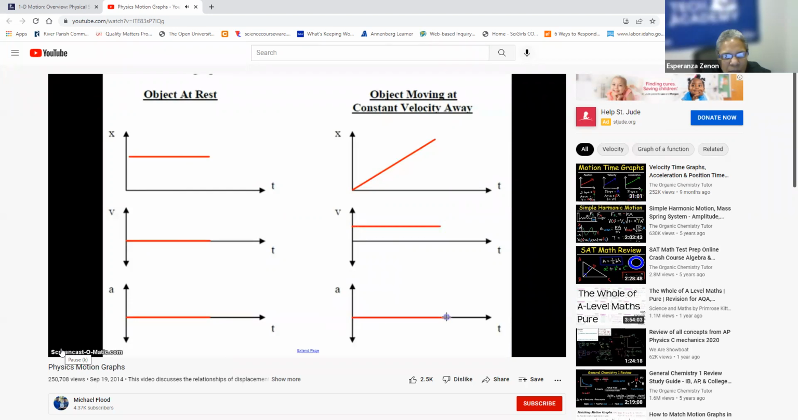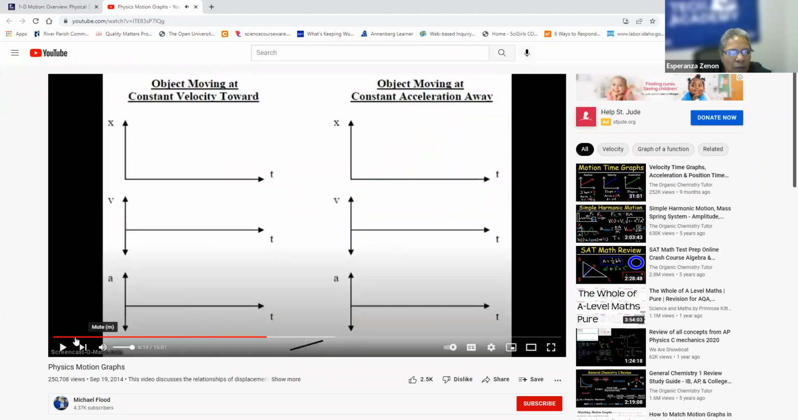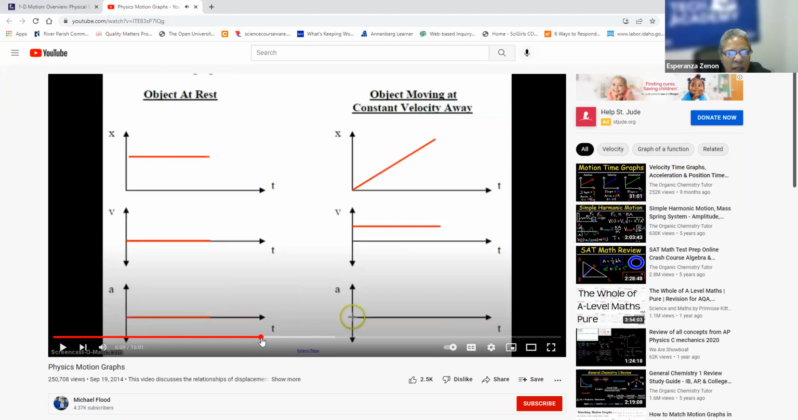So this would be a horizontal line on the time axis. Moving on. Oh, let me just back up just a tad. So its acceleration value is 0. So this would be a horizontal line on the time axis.